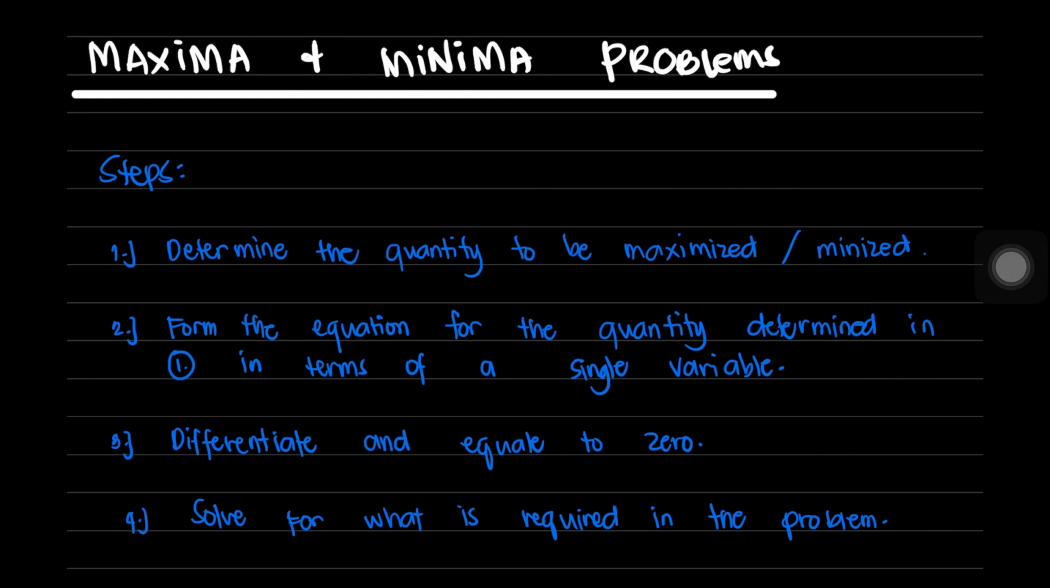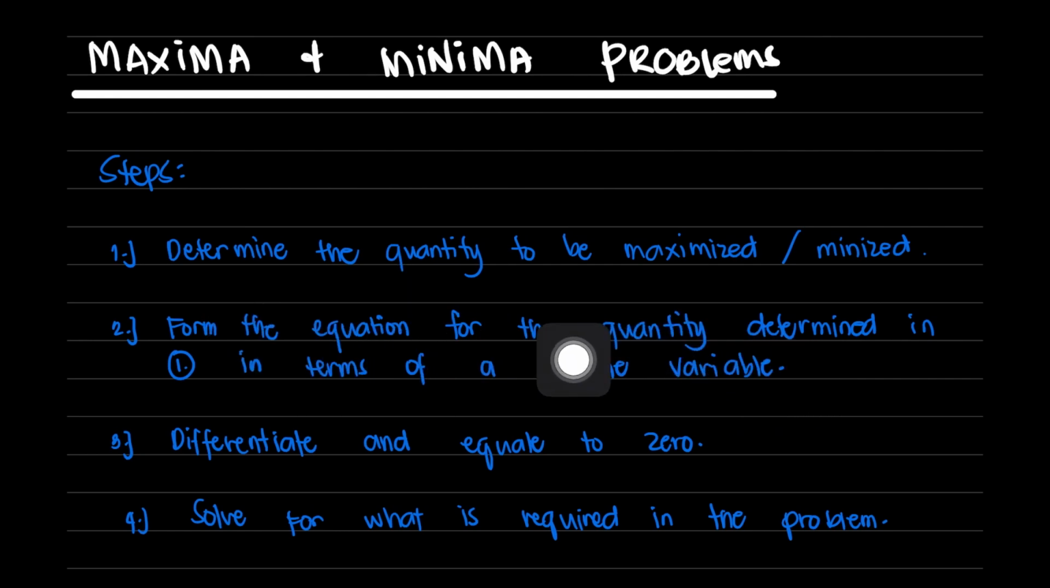One important application of derivatives is in the area of maxima and minima worded problems. And here are the steps that will guide us in solving such problems. The first one is to determine the quantity to be maximized or minimized, and this is usually expressed in a variable. After doing so, you form the equation for the quantity determined in the first step in terms of a single variable.